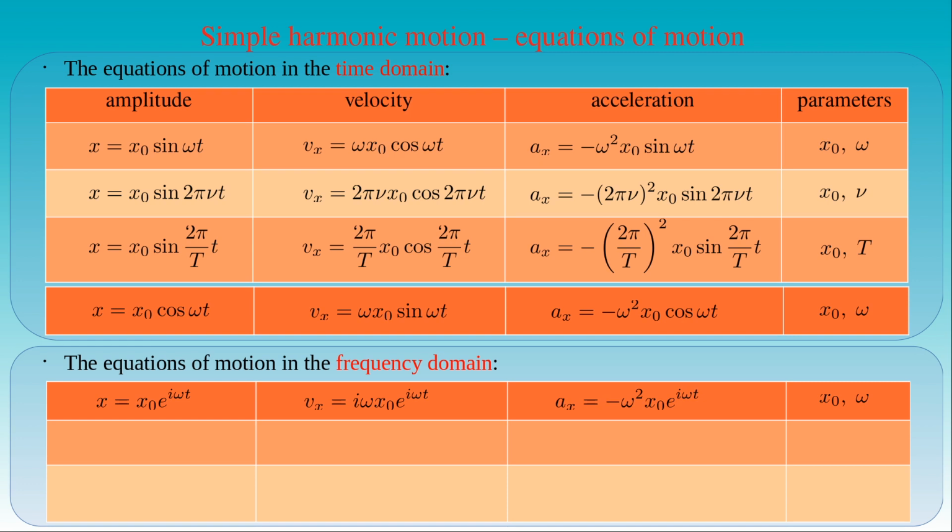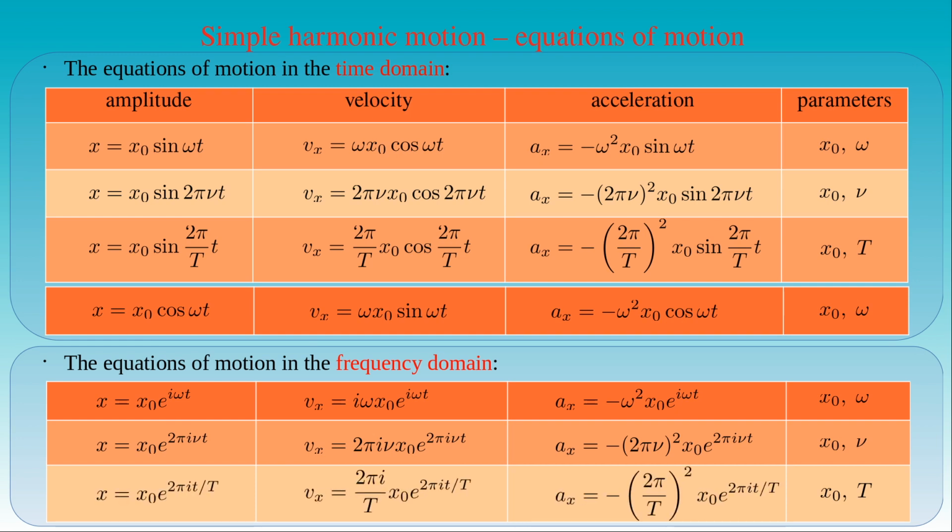If we use the frequency instead of the angular frequency, then we just need to replace omega with 2 pi times nu in these equations. Similarly, for the period t, we have the following equations for the kinematic quantities, where we have substituted 1 over t into nu. These are the equations of motion for simple harmonic motion with different sets of parameters, represented in the time and frequency domain.